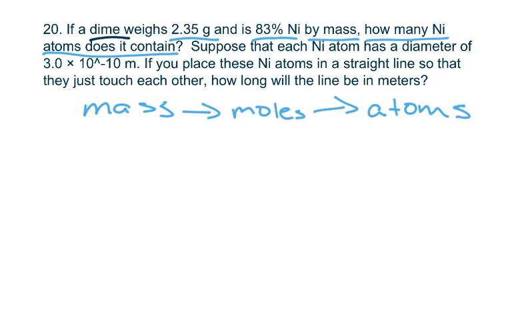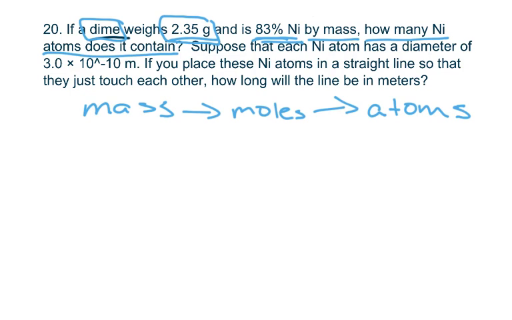But we have to know how much nickel we actually have. We have 2.35 grams of nickel. But what does that mean? I mean, grams of dime. Sorry. We have 2.35 grams of dime, and only 83% of that is nickel. So conceptually, you should be able to see that we just need to multiply those.